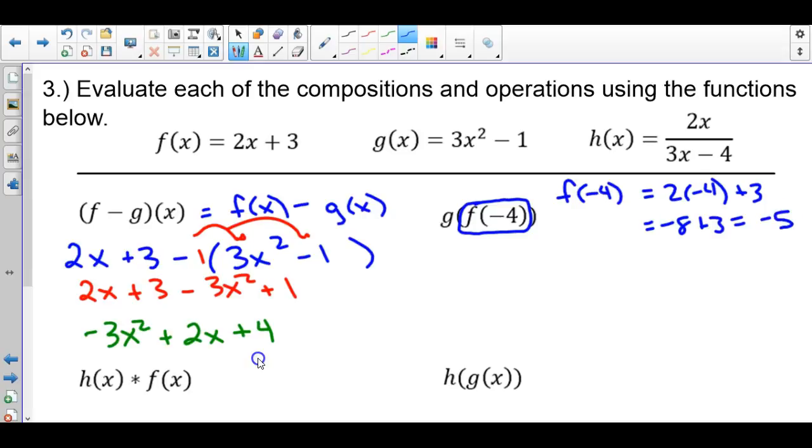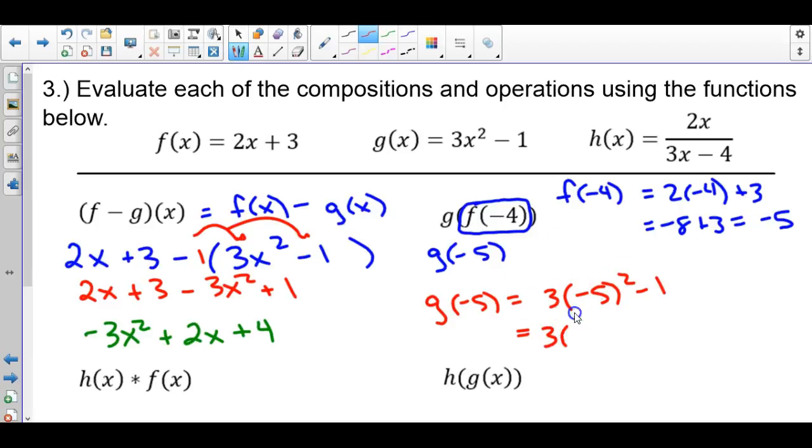So using that negative 5 now, I'm going to substitute it into the g function. So I really now want to use g of negative 5. I'm going to go over to the g function, which is 3x squared minus 1, and evaluate that for negative 5. Order of operations would tell me to do the negative 5 times negative 5 first, which is 25. Multiply it by 3, and then subtract 1. And that's going to come out to 74.